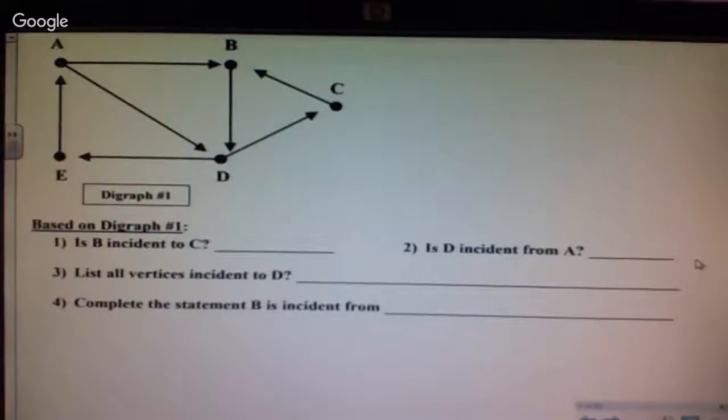Okay. So, based on digraph 1, I just recopied that picture so everything's on the same slide, so we're not flipping back and forth. It says B is incident to C. Is there an arrow that goes from B to C? No. B does not go to C. Is D incident from A? So in other words, does A lead to D? Yes. There's an arrow that connects A to D.